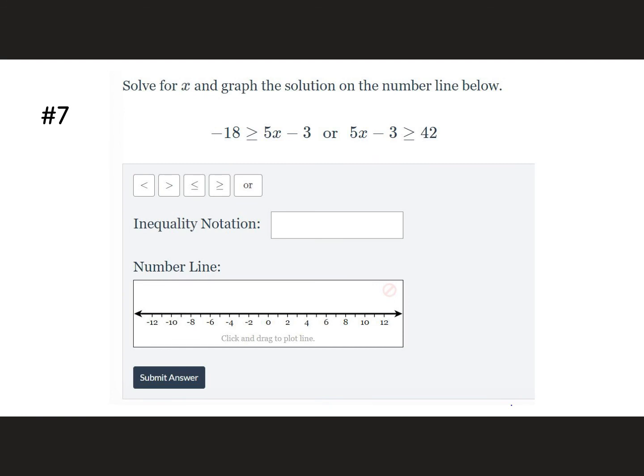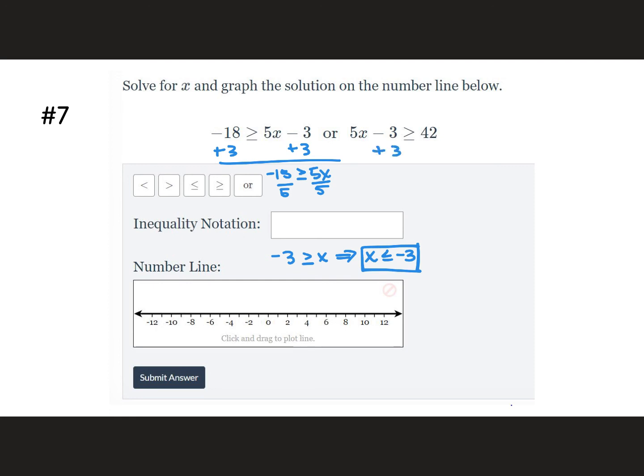And then number 7 is just an example of an or statement. So here I'm adding 3 to both sides. That gives me negative 15 is greater than or equal to 5x. I'll divide both sides by 5. So negative 3 is greater than or equal to x. That's the same thing as x is less than or equal to negative 3. I like that a little bit better since x is on the left side there.